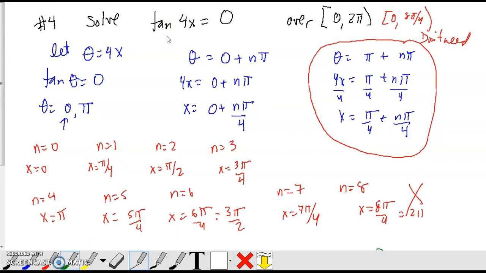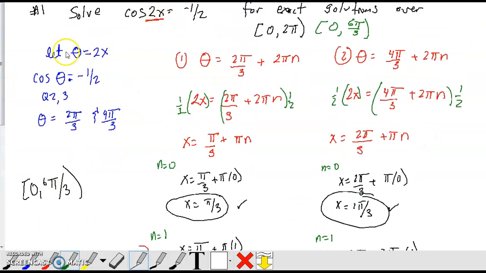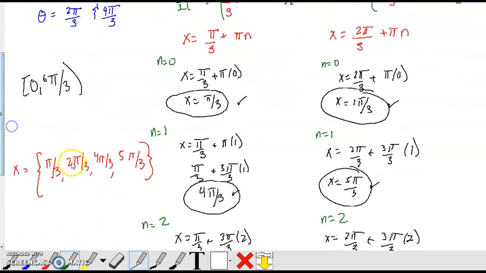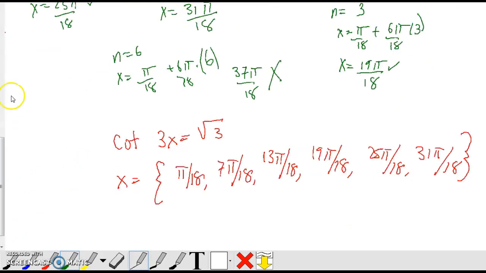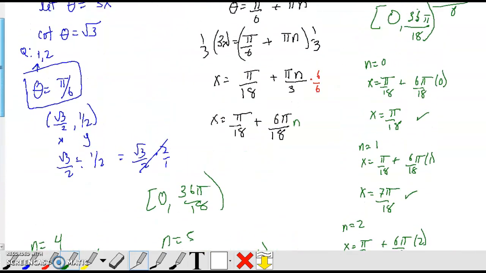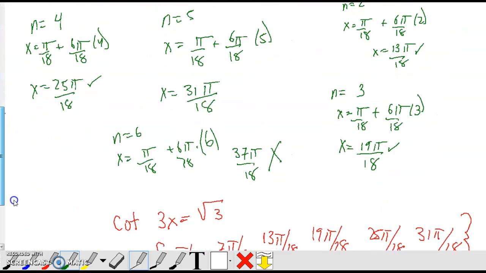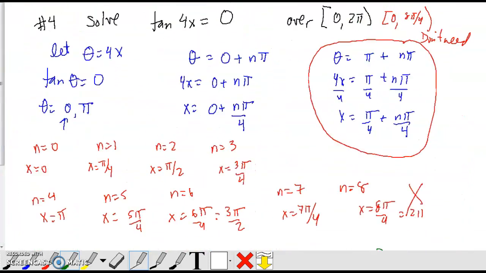Kind of interesting to use those multiple angles. If we think back to the very first example we had, we had a cosine of 2x. And notice how many answers we had. We had 4. 1, 2, 3, 4. And then our next example, we had 1, 2, 3, 4, 5, 6 answers. And there was a 3 in front of our cotangent. So that multiple angles does tell us how many numbers our answer should have.